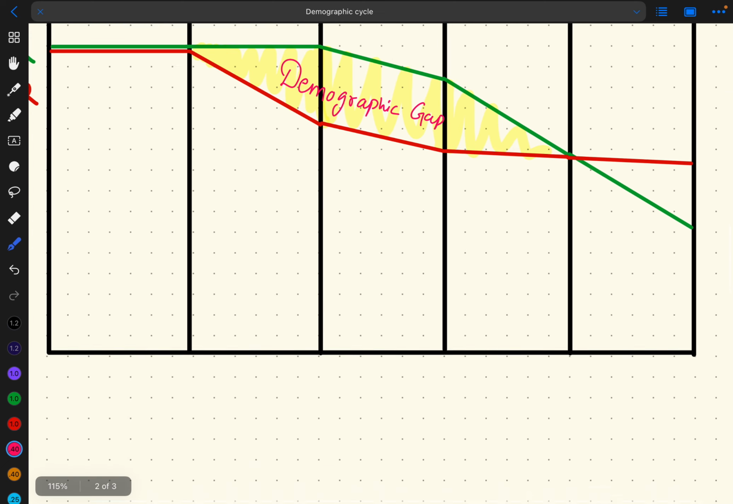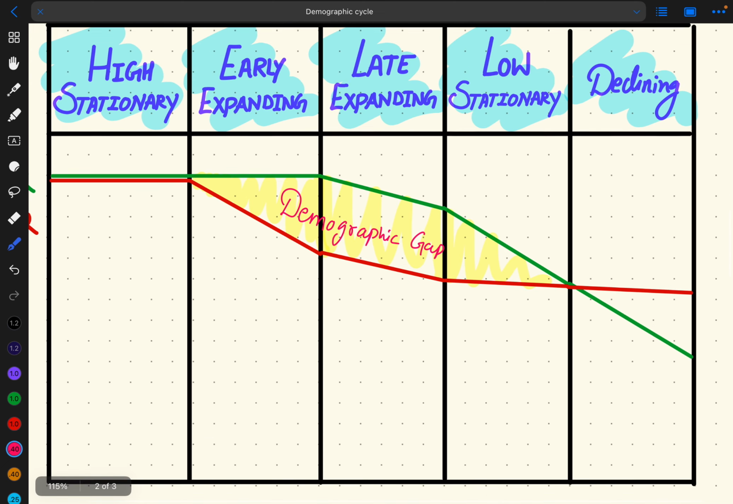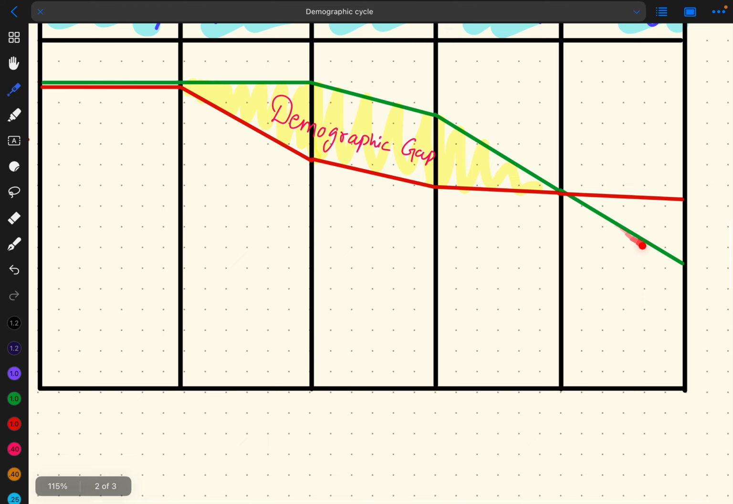This demographic gap increases in early expanding and decreases in low stationary. It is stable in late expanding, right? And in declining population, it is negative.